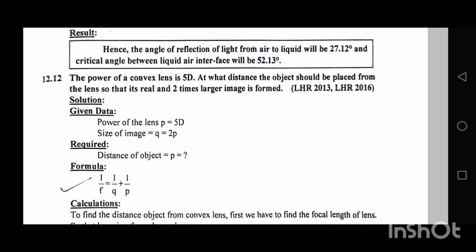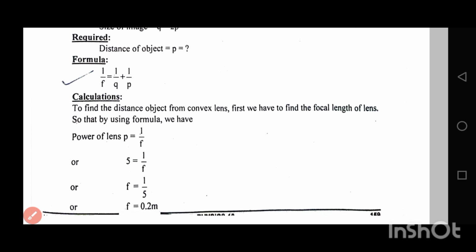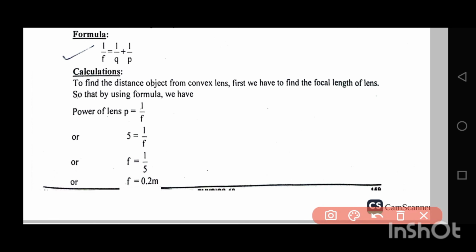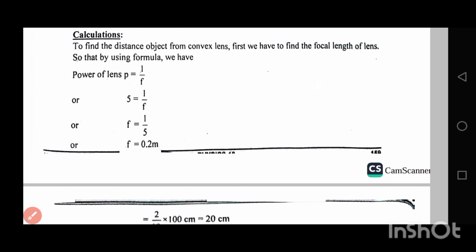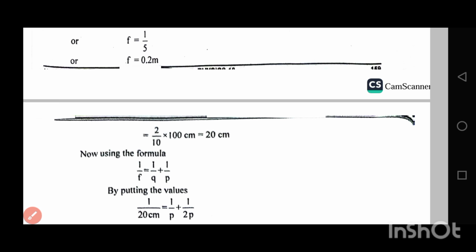For that we use the formula, that is 1 over f is equal to 1 over q plus 1 over p. So first of all we calculate focal length. We know that power of lens is equal to 1 over focal length. So this is the formula of power of lens. After putting the values we get the focal length, that is 0.2 meter. Okay. So after converting focal length into centimeters, we get focal length is equal to 20 centimeter.